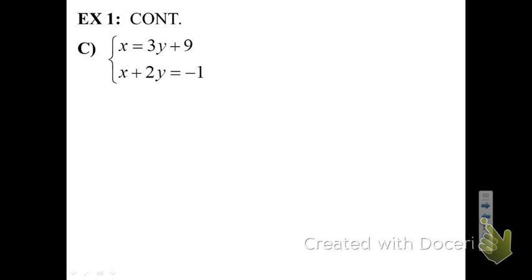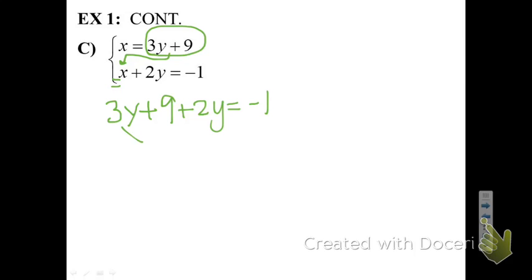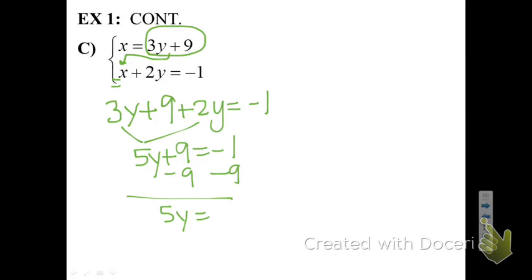Okay, our last example that we have here, again, I already have a variable solved for you, but your first step would be to isolate a variable. It's been done for you. So we're going to take all of this and replace that x, and it will look like this. 3y plus 9, we've replaced that x, plus 2y equals -1. We combine these like terms to get 5y plus 9 equals -1. Subtract the 9. And we get 5y equals -10, divided by 5.